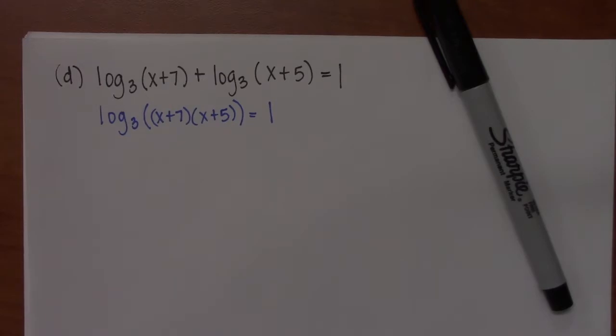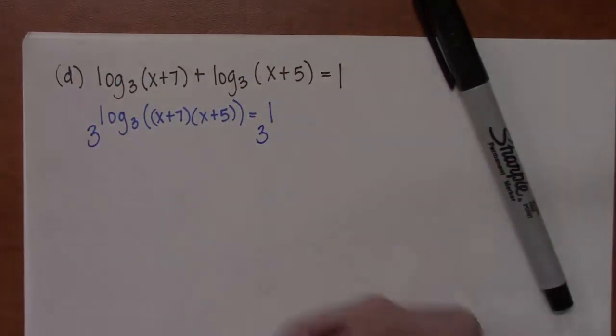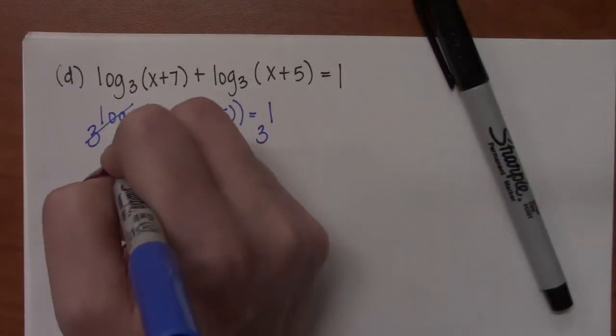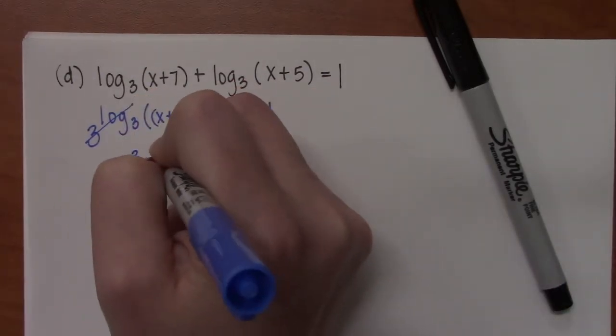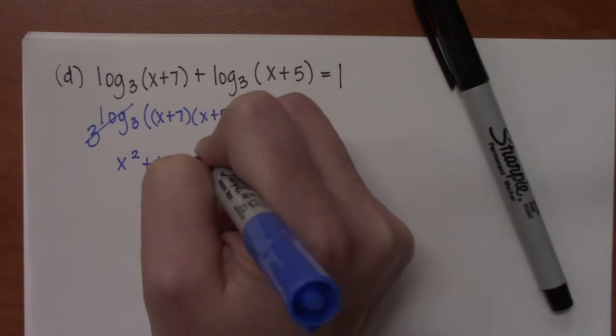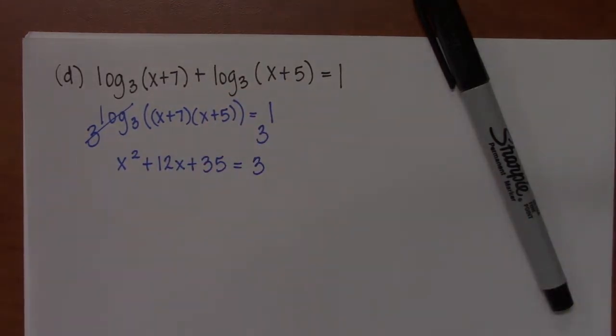And if I want to eliminate that log, what do I raise both sides to? 3. So we'll raise both sides over 3. That will eliminate the log. So on the left, I'm going to get x squared plus 12x plus 35 equals 3. All I did was FOIL these two terms together.